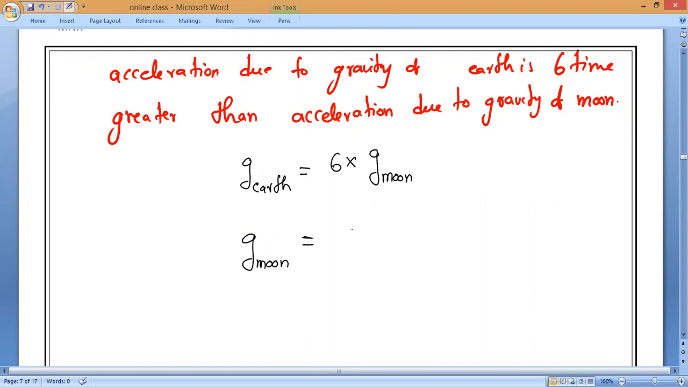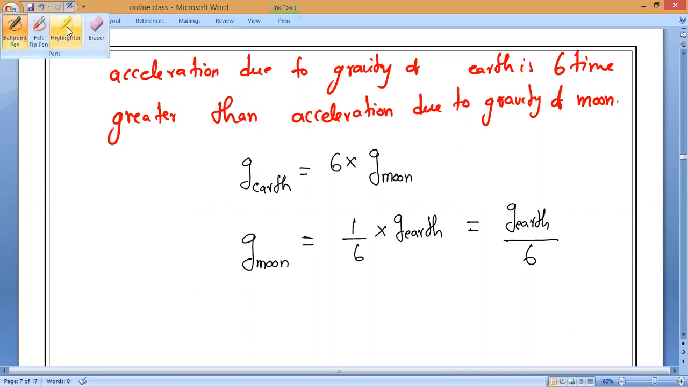1 by 6 into the acceleration due to gravity of Earth, which is equal to the acceleration due to gravity of Earth divided by 6. Is it right or wrong? Will you accept it, all of you? Yes, sir. Johan, Harini, Arun Kailash. That's all. If you want, you can do the division, you'll get the answer.